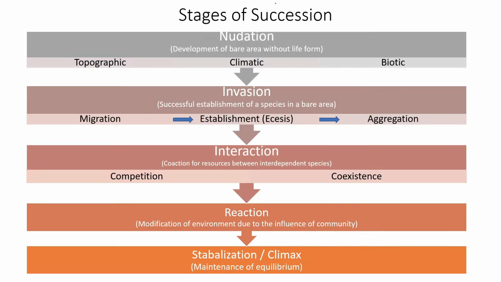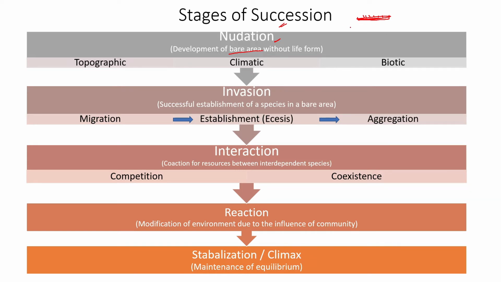Now there are multiple stages of succession. Succession initiates with nudation. Nudation is the development of life in a bare area. There was nothing but a bare area, and then life started to develop. In that photograph we started with, nudation was the entire removal of any kind of availability or vegetation. There was removal of the entire life form from that region.